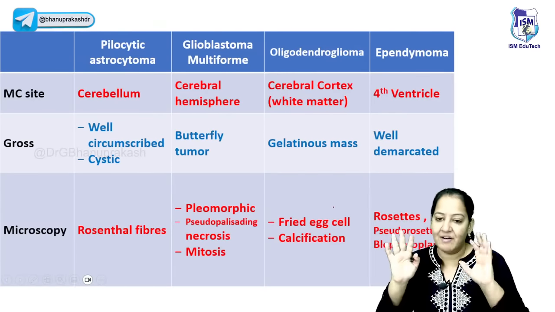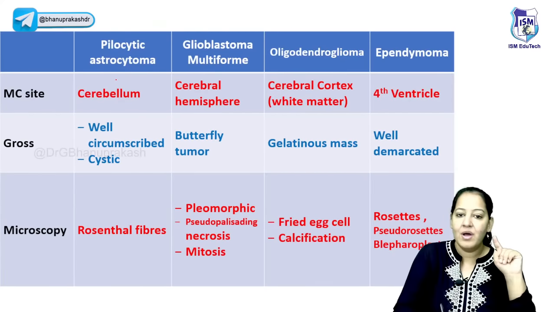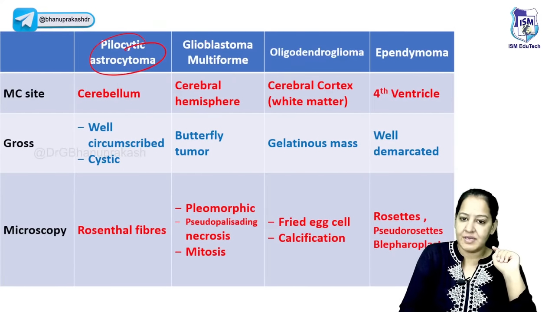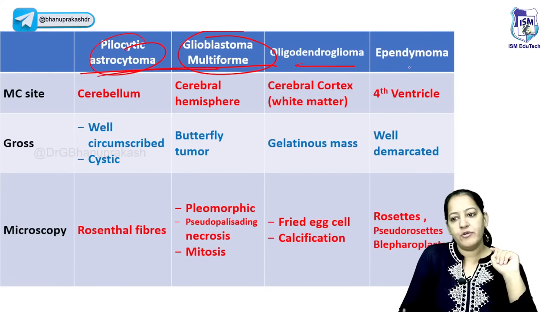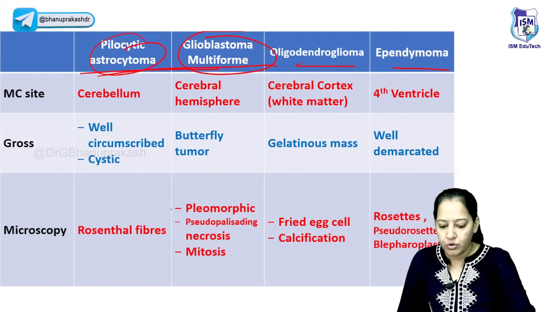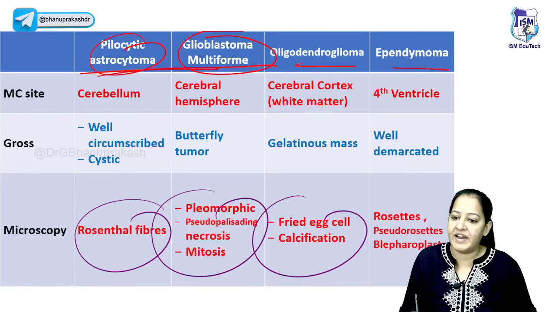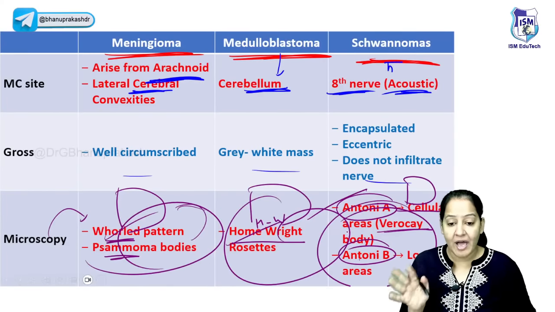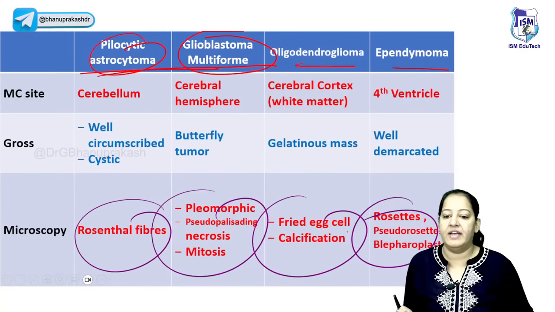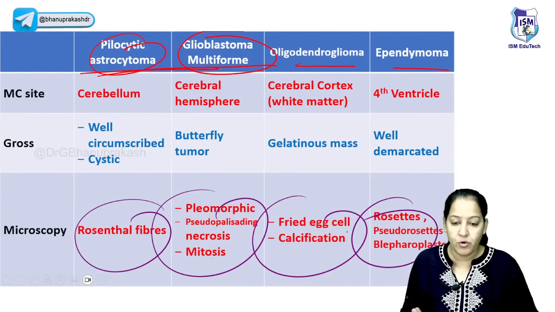And we have already covered the gliomas. Let's revise them also. I have covered three types of gliomas: pilocytic astrocytoma and GBM, these are the two astrocytomas, then oligodendroglioma and ependymoma. I want you to highlight their peculiar findings. Microscopy of all of them should be highlighted. They all have some peculiar finding in their microscopy. How many of you got it?